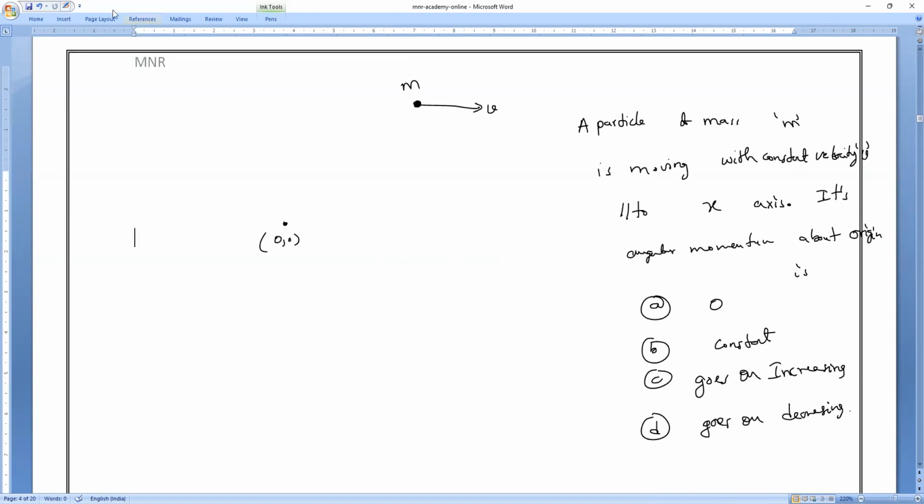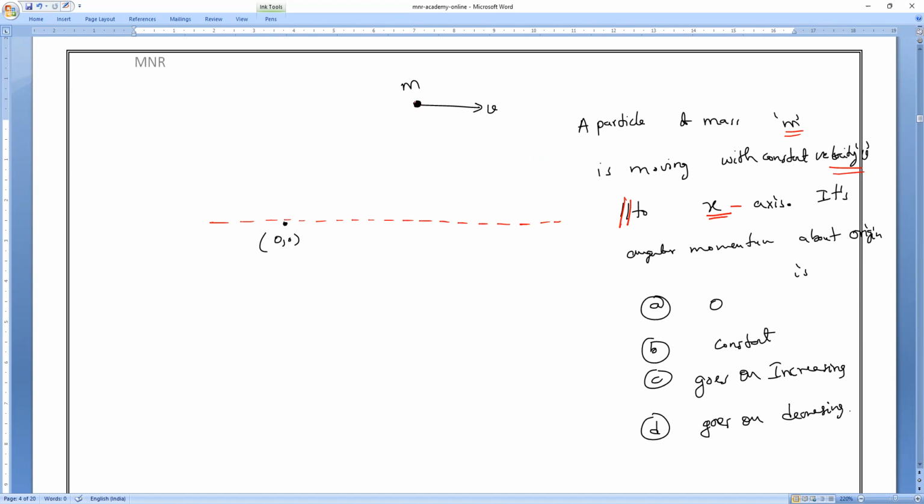So first understand the question. What are they asking? A particle of mass m is moving with a constant velocity v, which is parallel to the x-axis. So this is our x-axis. Am I right or wrong, everyone? Yes, please, all of you respond.